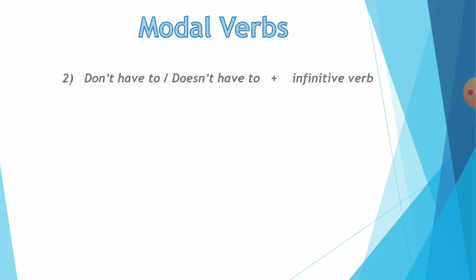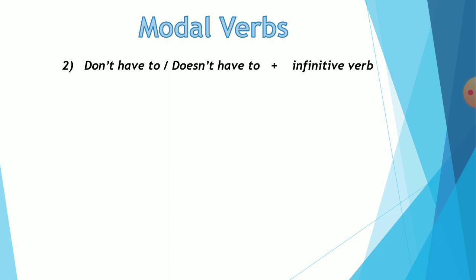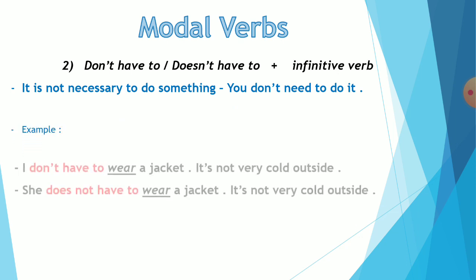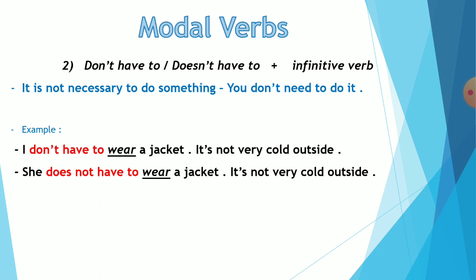Now the second modal verb is don't have to or might come as doesn't have to plus the infinitive verb. Now that modal verb means that it is not necessary to do something or you don't need to do something. Let's take an example. I don't have to wear a jacket. It is not very cold outside. Or she doesn't have to wear a jacket. It is not very cold outside.